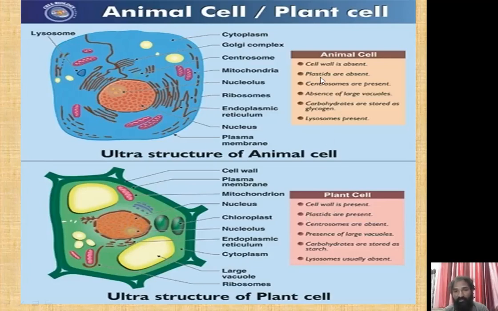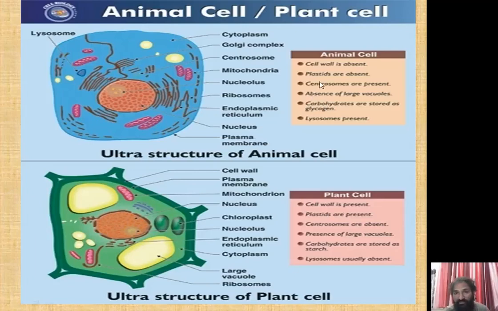Now coming to the next organelle, the plastid. Plastids are absent in the animal cell. Due to the absence of plastids, animals do not synthesize food material themselves. The plastid is the organelle responsible for photosynthesis, and is present only in the green parts of plants. These plastids help in photosynthesis and synthesize the food material. That's why plants are called autotrophs. So the plastids are present in plant cell and absent in the animal cell.